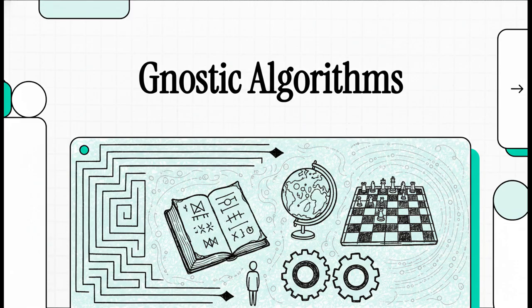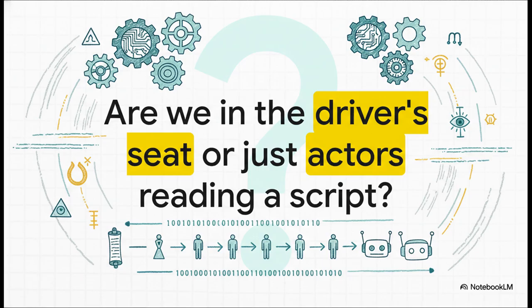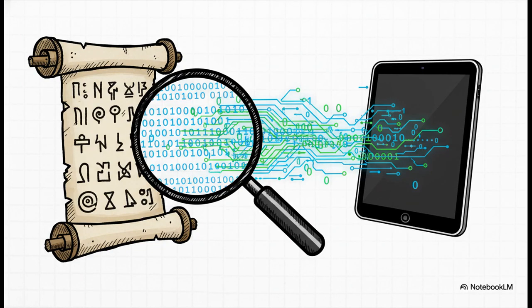What if there's a deeper structure at play, a kind of hidden script that's been running in the background for thousands of years? And that brings us to the big, unsettling question we're tackling today. Are we really in the driver's seat, or is our entire social evolution just executing a kind of code? A code that was first written down centuries ago and might, just might, predict exactly where our technology is about to take us. The idea we're going to unpack here is something called Gnostic algorithms.